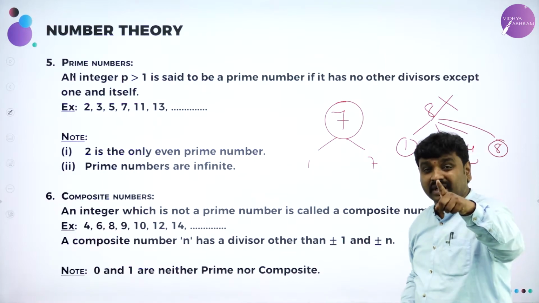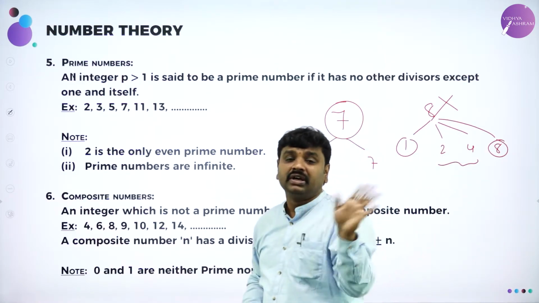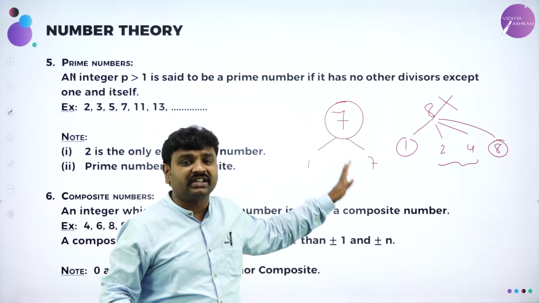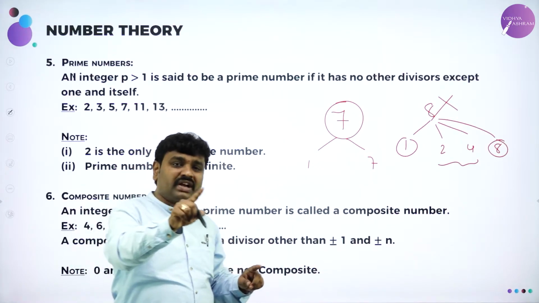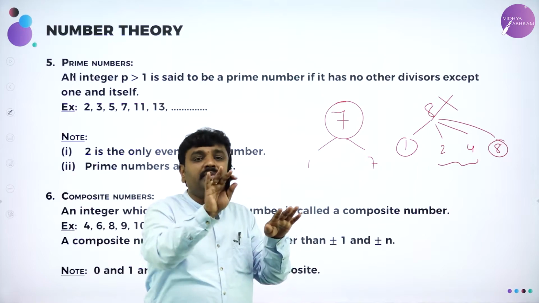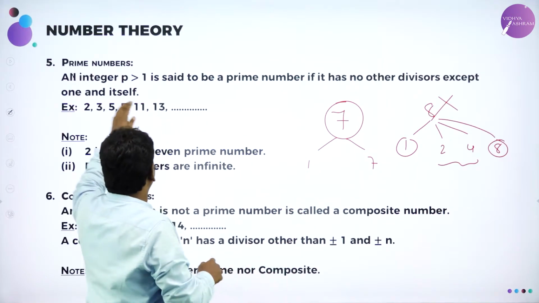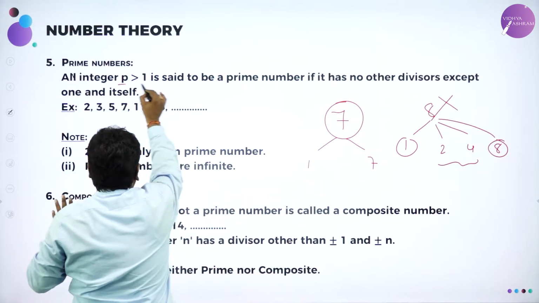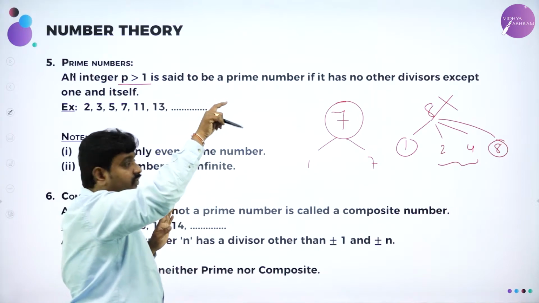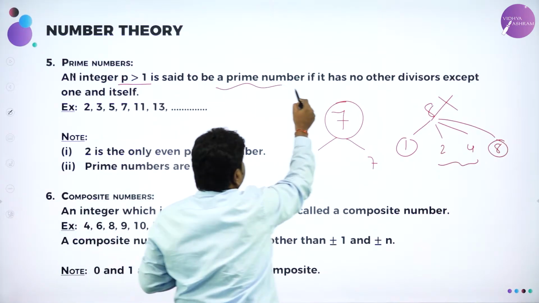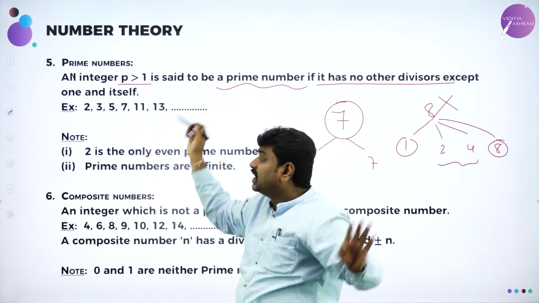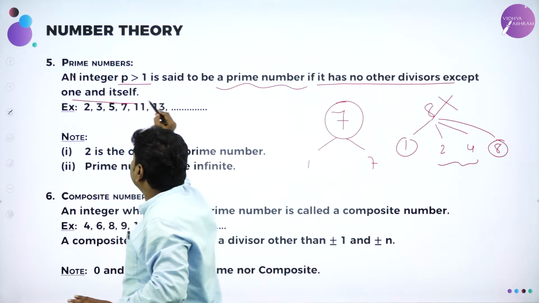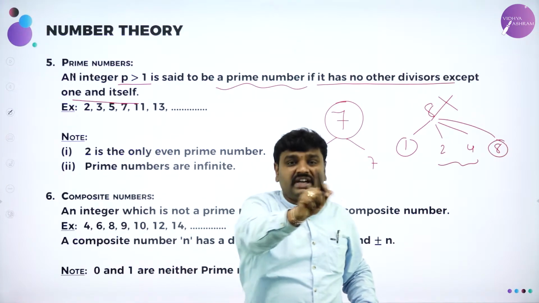What is a prime number? A number which is divisible by itself and 1, and it should not be divisible by any other factor other than 1 and itself. A number is said to be a prime number if it is divisible by 1 and itself. No other number should be able to divide that. So we say an integer p greater than 1, that number should be greater than 1, is said to be a prime number if it has no other divisors. It should not have any other divisor other than 1 and itself.